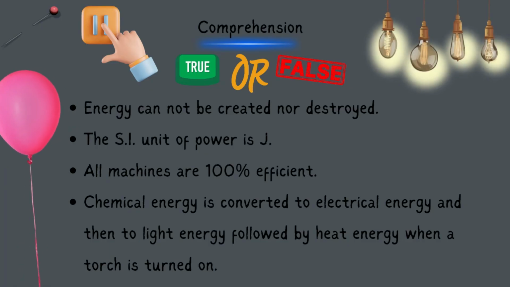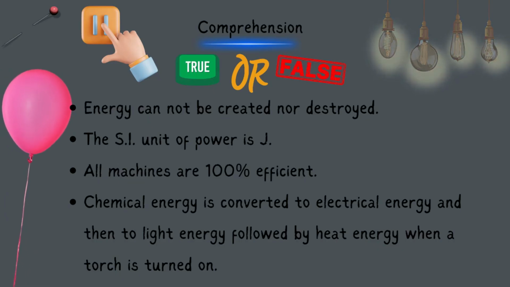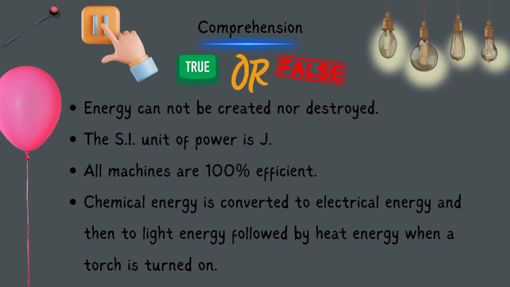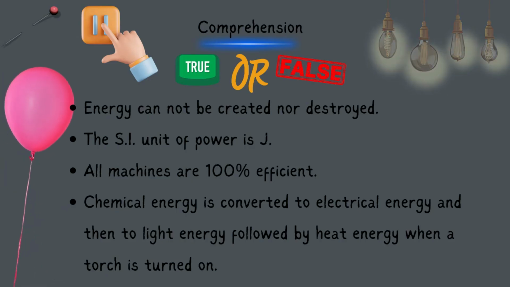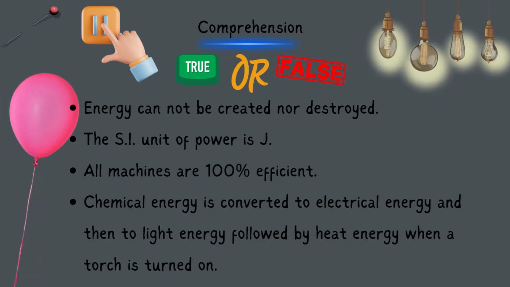Comprehension. Here we have statements, and we're going to determine if they are true or false. Statement 1. Energy cannot be created nor destroyed. Statement 2. The SI unit of power is the joule. Statement 3. All machines are 100% efficient. Statement 4. Chemical energy is converted to electrical energy and then to light energy, followed by heat energy when a torch is turned on. You may pause this video to answer the questions.